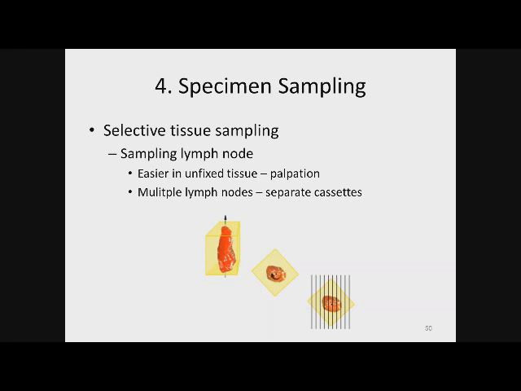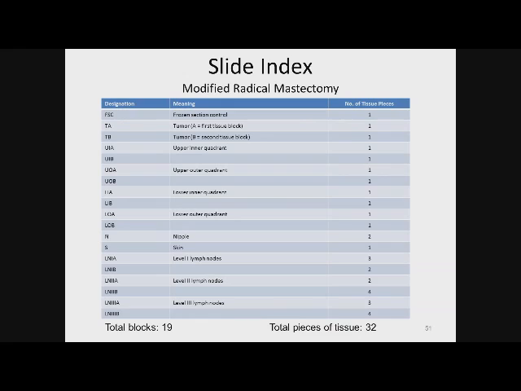So it'll usually have multiple cuts and multiple tissue cassettes for the number of different lymph nodes we have. Lymph nodes in something such as a radical mastectomy can oftentimes be numerous different cassettes. So a slide index is important to keep track of all the different tissues that were submitted from a single specimen and all the different cassettes and the number of tissue pieces that are in each cassette.